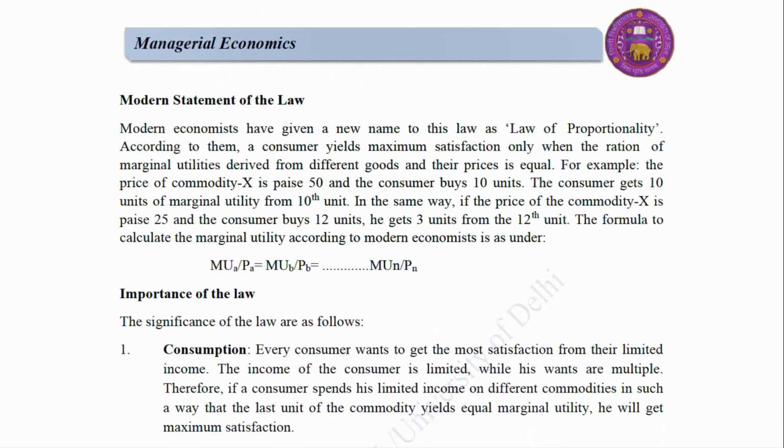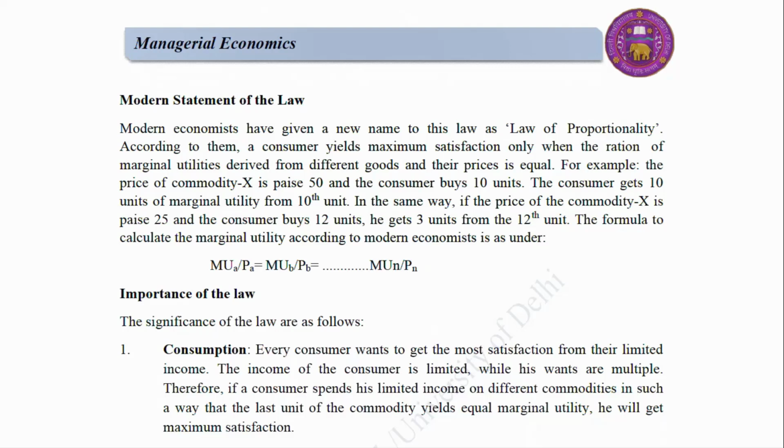Modern statement of the law. Modern economists have given a new name to this law as law of proportionality. According to them, a consumer yields maximum satisfaction only when the ratio of marginal utility derived from different goods and their prices is equal. For example, the price of commodity X is 50 paise and the consumer buys 10 units. The consumer gets 10 units of marginal utility from the 10th unit.